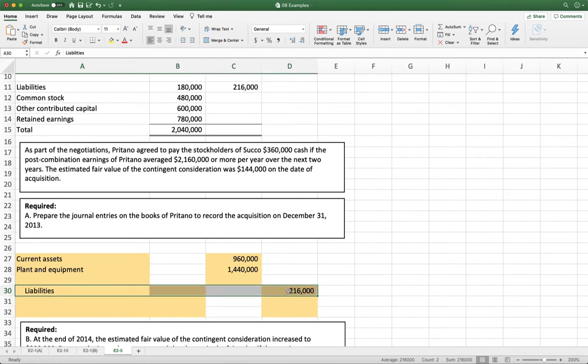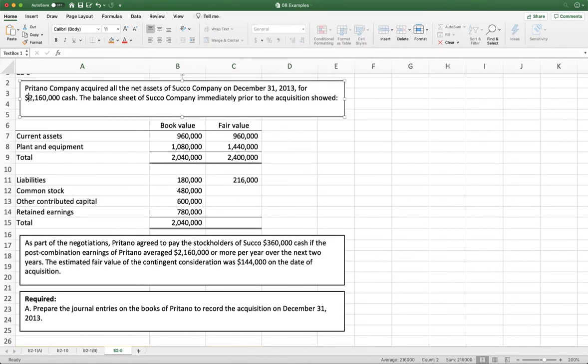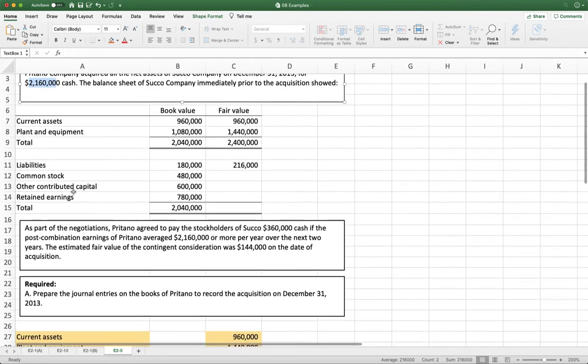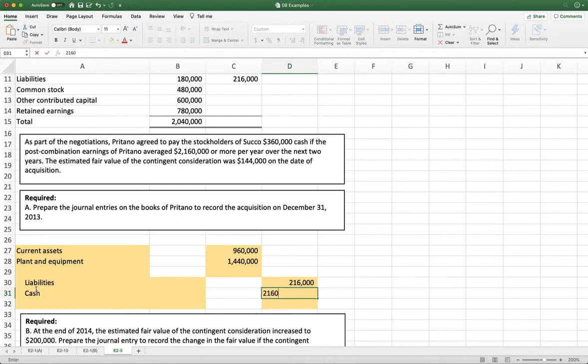And now we want to figure out, what did we pay? Because remember, it's just another transaction where we bought something. So that's everything that we got. Now we're looking to record how we paid. It told us that we paid $2.16 million in cash, so that's going to decrease our cash. We're going to credit cash for $2,160,000. But the new thing we have here is we also learned that there's some contingent consideration.